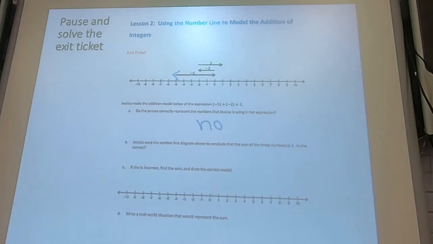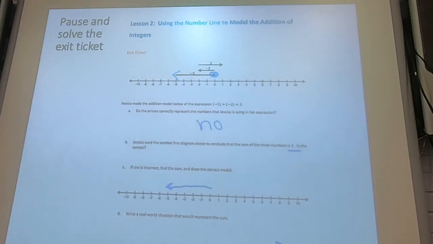Jessica used the number line diagram above to conclude that the sum of the 3 numbers is 1. Is she correct? So in order to see if she's correct, we're going to actually work the problem. So the first one is negative 5. So I'm going to go from 0 to negative 5. So direction is left, magnitude is 5. And then I'm going to add negative 2. So remember, that's where they messed up here also. You start at the end where your arrow is. And since her arrow is in the wrong place, everything's going to be wrong on that.